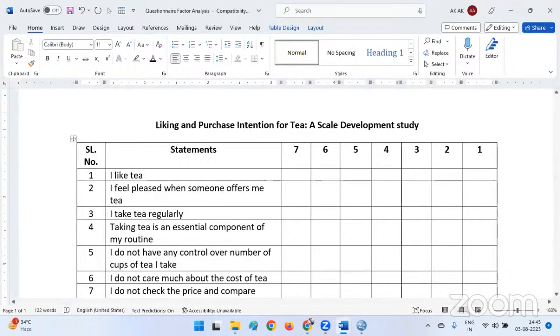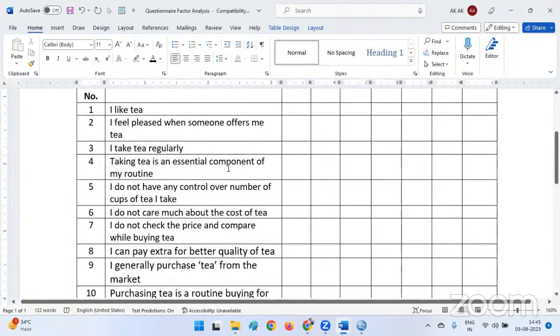It should be, I myself purchase tea from the market. Purchasing tea is a routine buying for me. Tea is generally on my grocery shopping list. Now, if I ask anyone to divide these 11 or find the similarity.